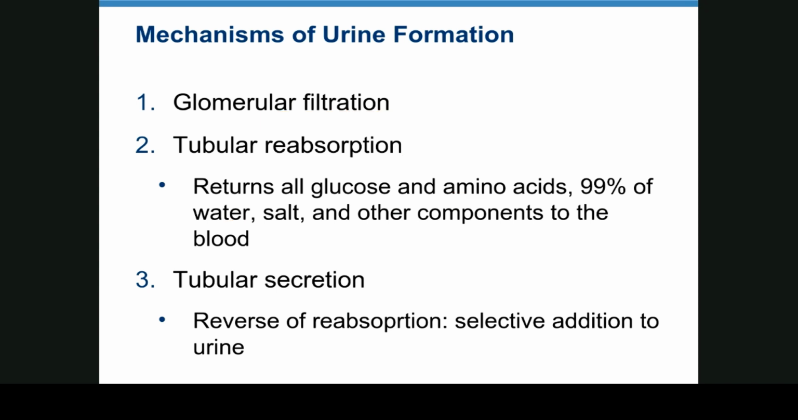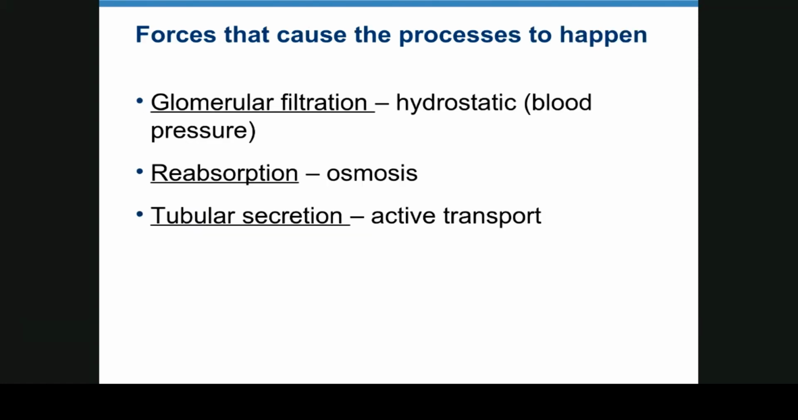Tubular secretion, you selectively put things back into the urine by active transport. Okay, the things that are the pressures, the forces that allow these processes to happen. Glomerular filtration is hydrostatic pressure or blood pressure. Reabsorption is osmosis. Tubular secretion is active transport.